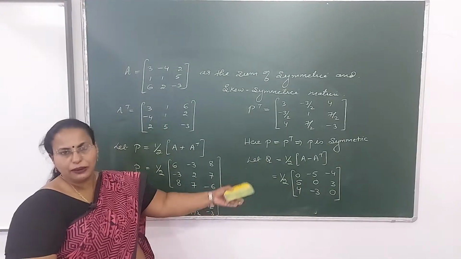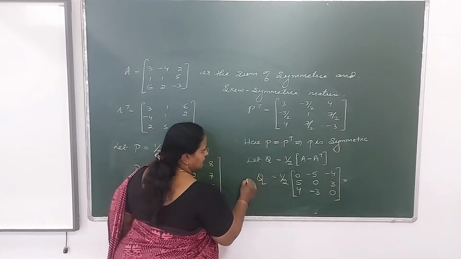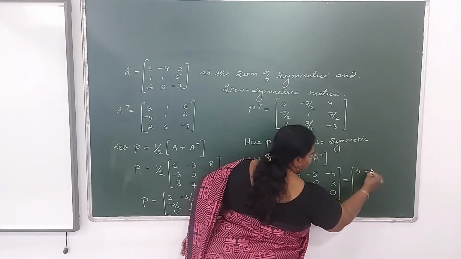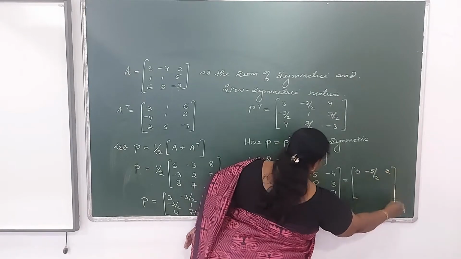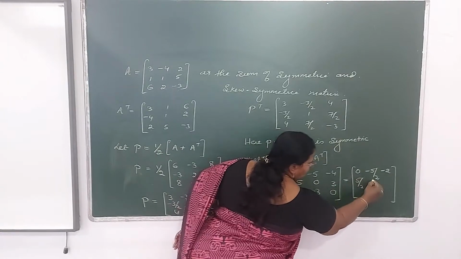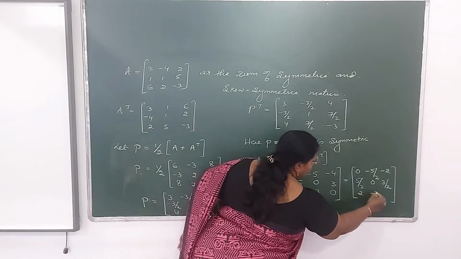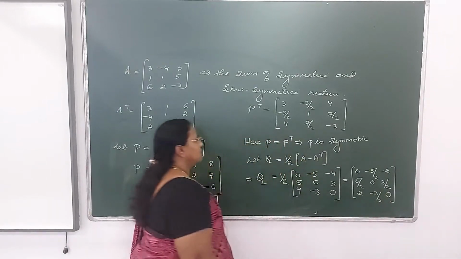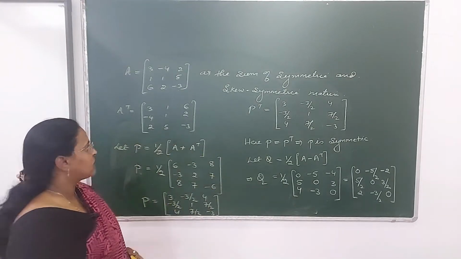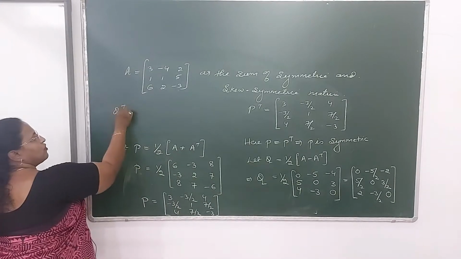Now this half can be multiplied. Take it inside. So that way you will get Q as 0, minus 5 by 2, minus 2, 5 by 2, 0, 3 by 2, 2, minus 3 by 2, 0. Now check what to do. You will find out its transpose and you will be checking now. So let us find out the transpose of it.